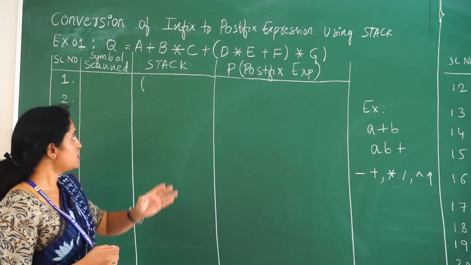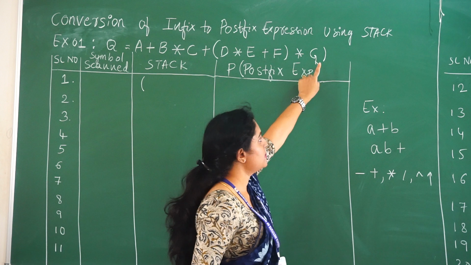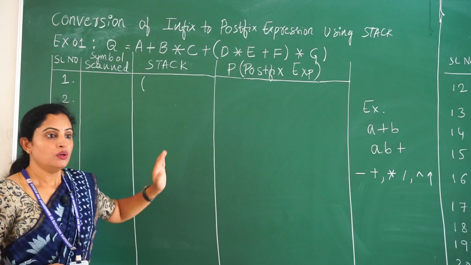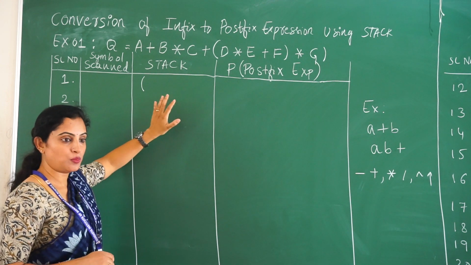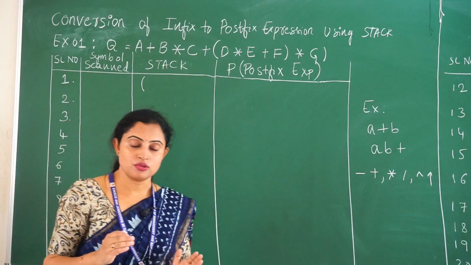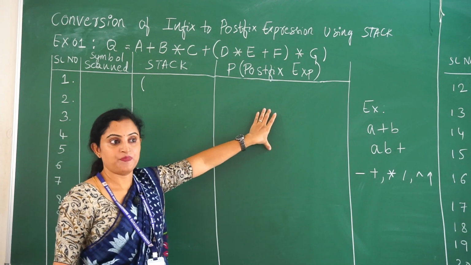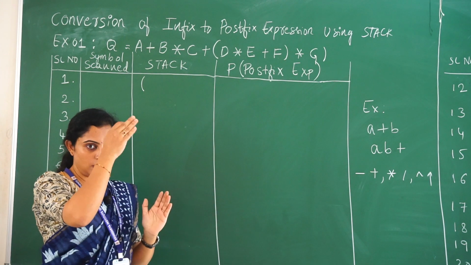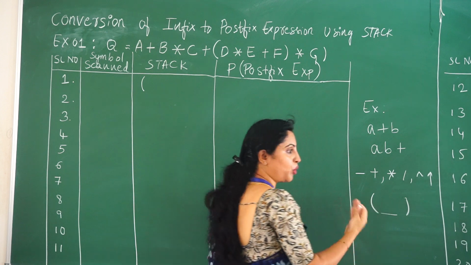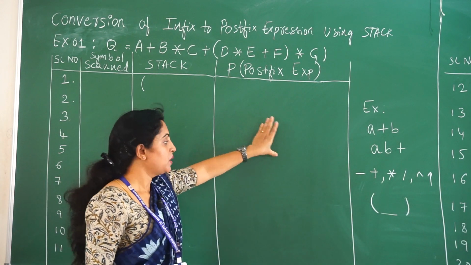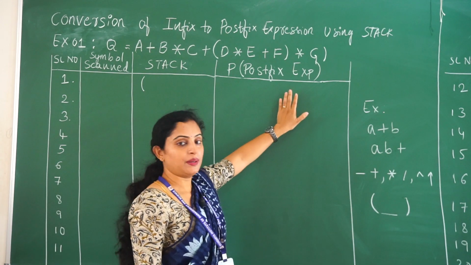If a left parenthesis is encountered, we have to push it inside the stack, and whenever a right parenthesis is encountered while scanning, then whatever operators are present at the top of the stack, until the left parenthesis is encountered, we have to pop out all the operators and keep them in the postfix expression. It means we are popping from the left parenthesis to the right parenthesis, and whatever operators are in between, we pop them and place them in the postfix expression. But the left parenthesis is eliminated, it is not kept in the postfix expression.